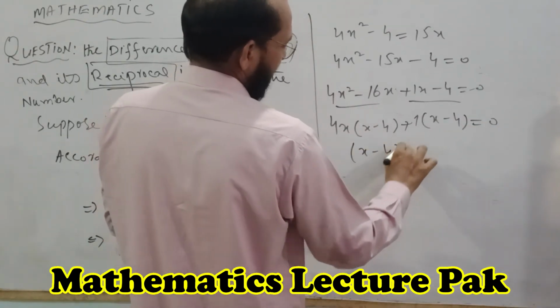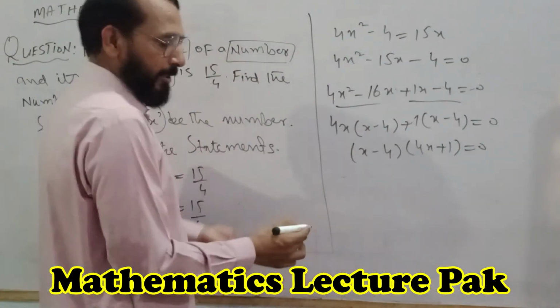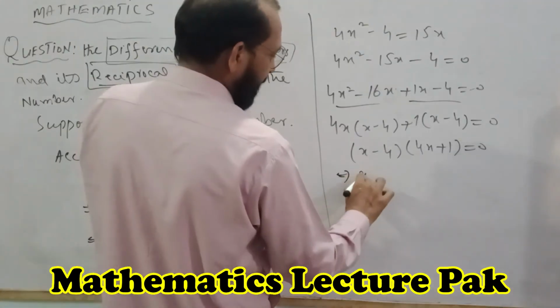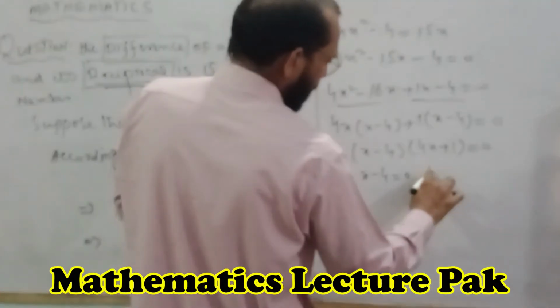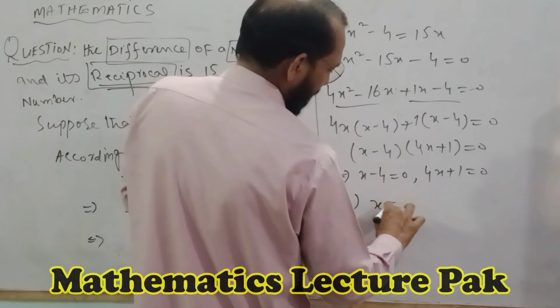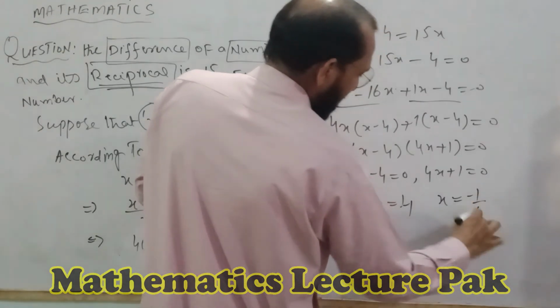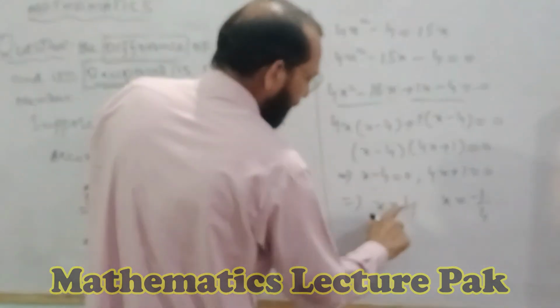So x negative 4 and 4x plus 1. This is the final statement, and we put these values equal to 0 and get the values of x. Okay, x is equal to 4 or x is equal to negative 1/4, which is the answer of this question.